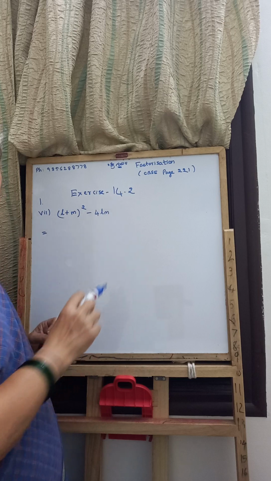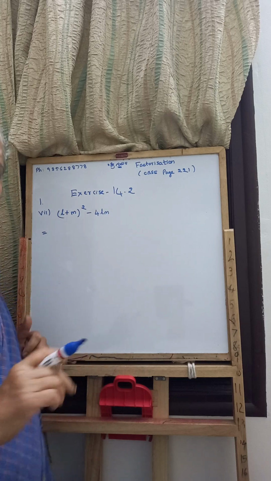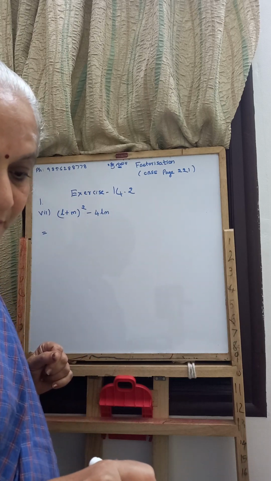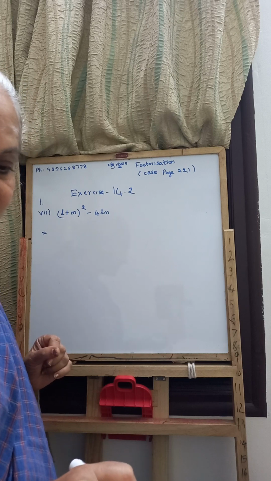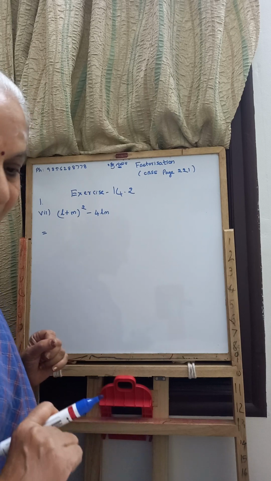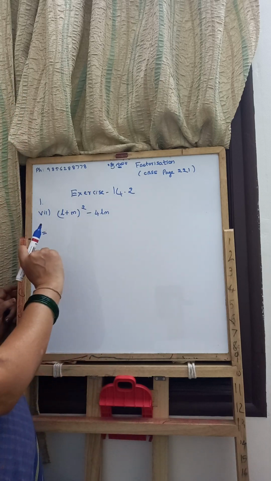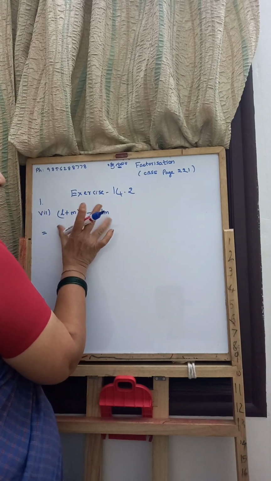We continue with exercise 14.2. First main till 6th one we have completed. Now let's continue with 7th one. It is (L plus M) bracket square minus 4LM. We have to factorize this expression.